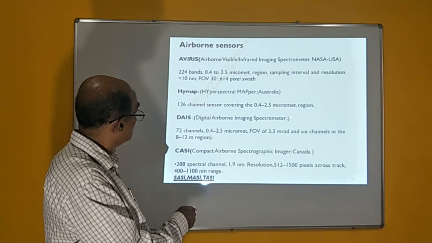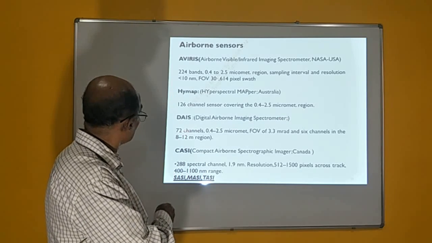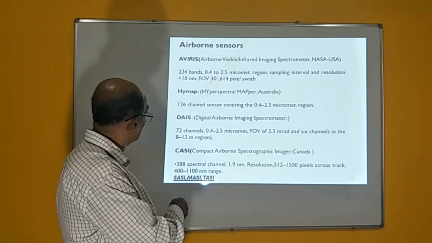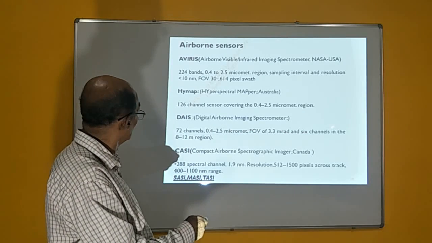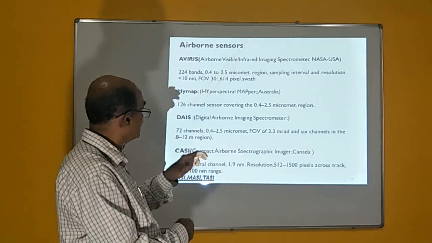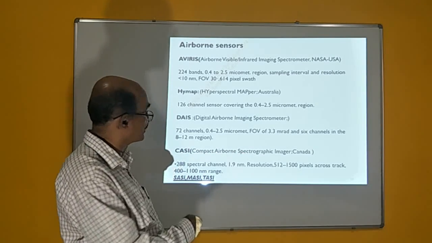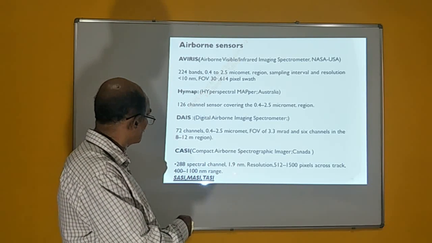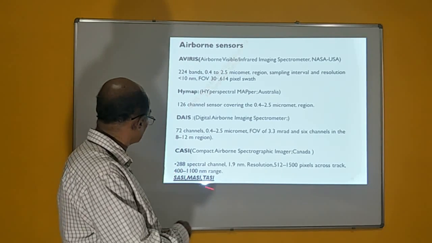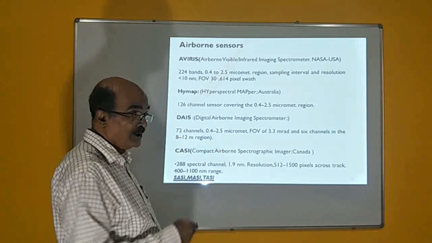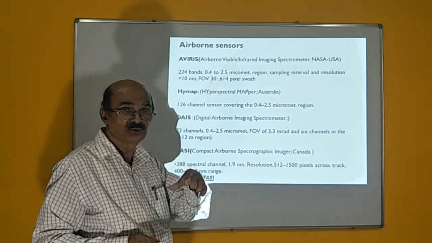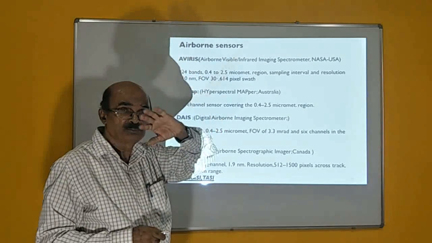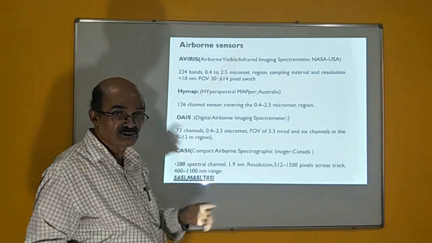Then the digital airborne imaging spectrometer carried 72 channels. See, again, the bandwidth is almost the same. In most of the cases, they go from visible to the mid-infrared region of the spectrum, so 8 to 12 nanometer bandwidth. Then CASI, compact airborne spectrographic imager. Canada launched this with 288 spectral channels, and the bandwidth was about 1.9 nanometer. And see, these are some of the specifications of hyperspectral. Especially the experiment is being carried out using airborne, because we do not have a number of satellites carrying the hyperspectral sensor. From the lower altitude, using aircraft, they made this experiment.